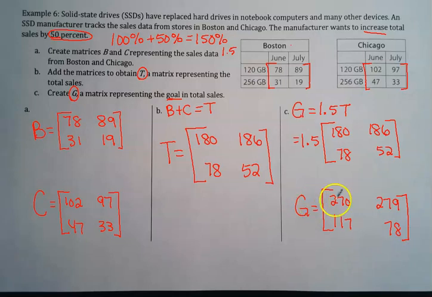So your goal is to sell 270. Okay, and that's in that first element, 1, 1. So that means your goal is to sell 270 120 gigabyte SSDs in June of next year. And to sell 117 256 gigabyte SSDs in June of next year. Okay, but that's total. It's not just in Boston, just in Chicago. That is the goal of the total.